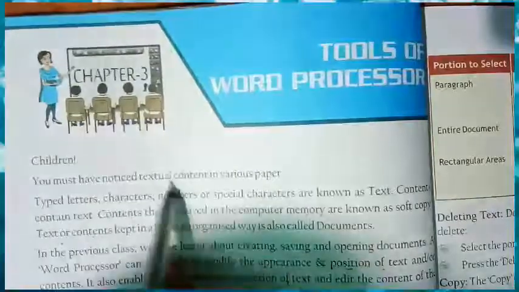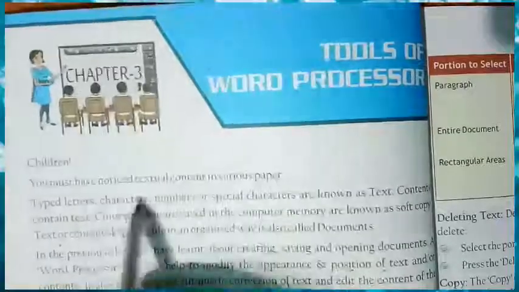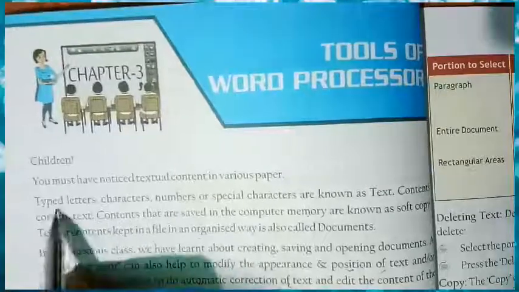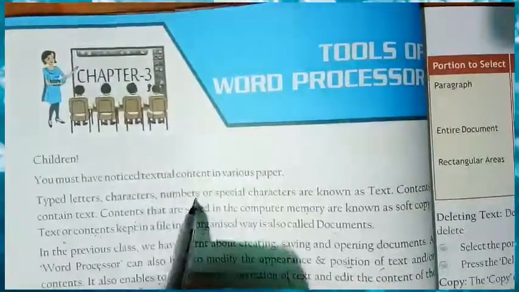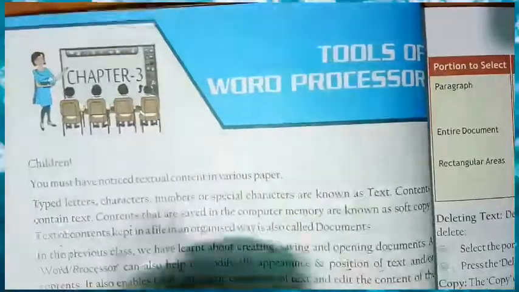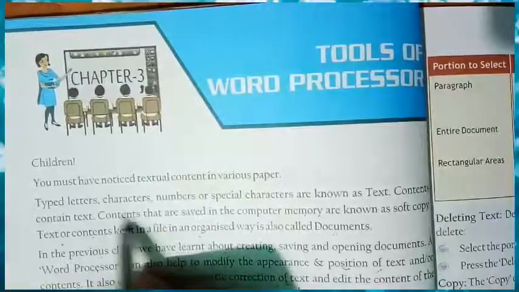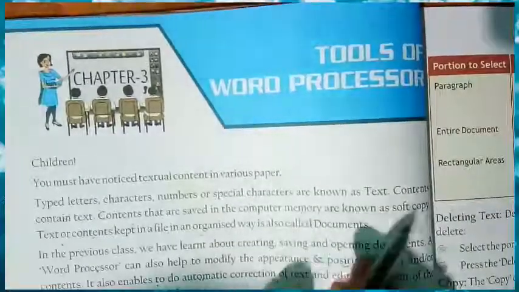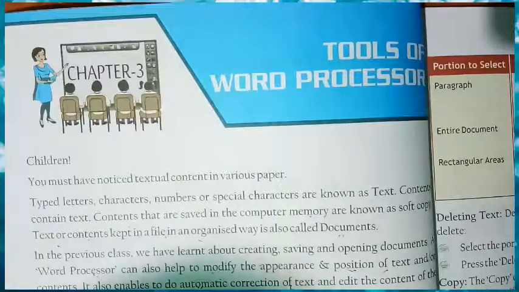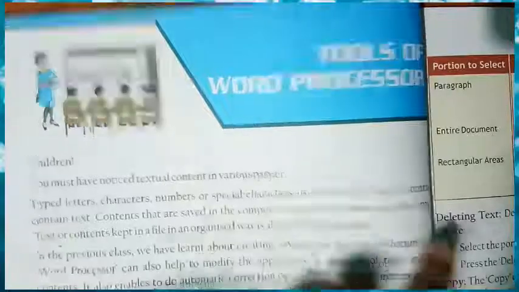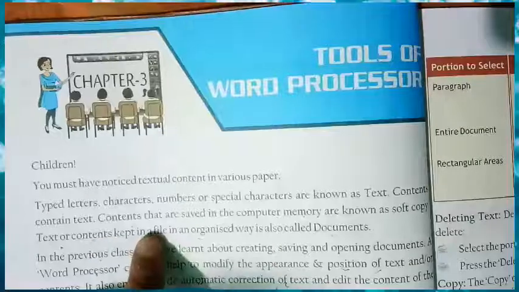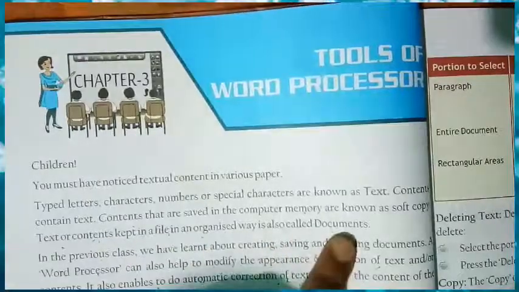Children, you must have noticed textual content in various places. Textual content means these kinds of alphabetical characters, numbers, symbols, etc. Typed letters, characters, numbers or special characters are known as text. Contents that are saved in computer memory are called soft copy. Whatever the things we are typing or we are saving in the memory of a computer, the contents are called soft copy. Text or contents kept in a file in an organized way is called a document.